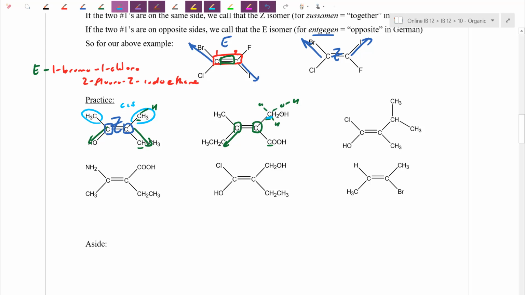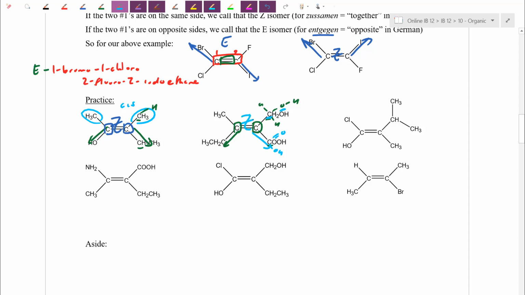This carbon is bonded to an O as the next atom. This carbon here is actually bonded to a C double bond O and an OH. I would argue here bonding to two O's is higher priority than just bonding to one O. So the high priority group here is on the same side, so this one here is also Z.